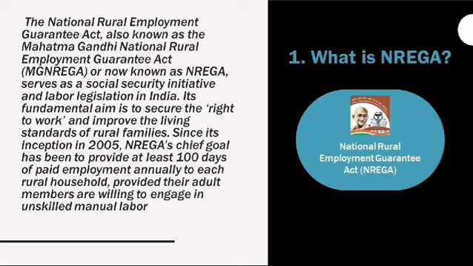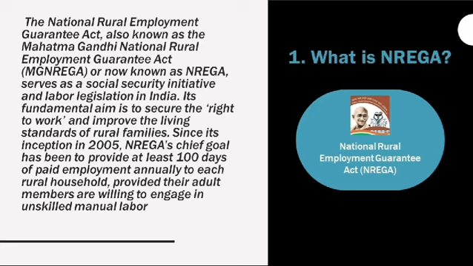NREGA means National Rural Employment Guarantee Act. It is a very important government scheme which was launched in 2005. Later on, the name was changed to Mahatma Gandhi National Rural Employment Guarantee Act. It guarantees 100 days of wage employment annually to rural households. Workers engage in various public works projects, contributing to rural development and infrastructure. The wages earned through this scheme provide a source of income for many rural families. It was a great scheme.